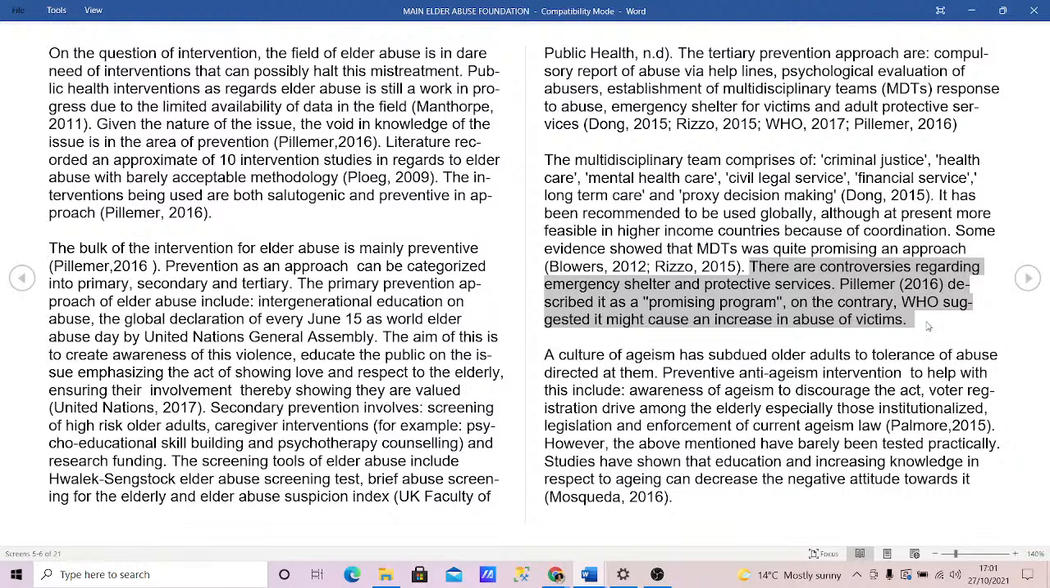It's the same program, but the function A thinks the program would be detrimental to the adults. That's WHO now. While B thinks if done well, it will be advantageous to the adult. So you can see that that's two different schools of thought. I mean, that's two different types of function.